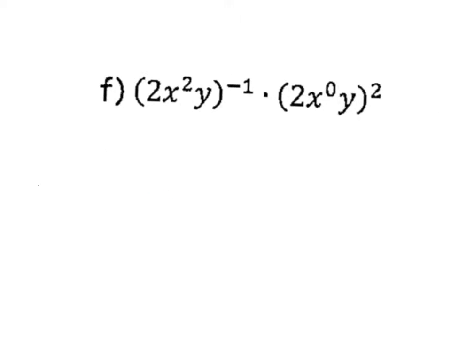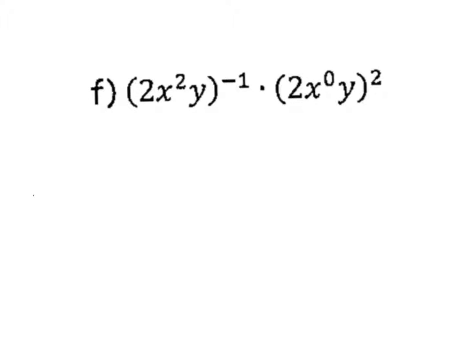Okay, F. This whole parentheses is to the negative 1. What's going to happen if the whole thing is to the negative 1? It's going to go down. 2x squared y to the first. Positive 1 now.